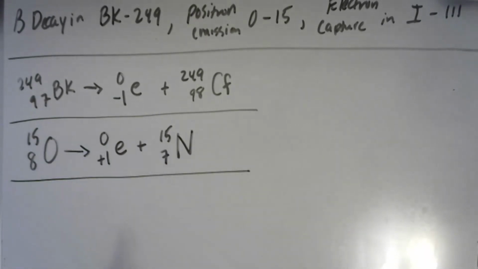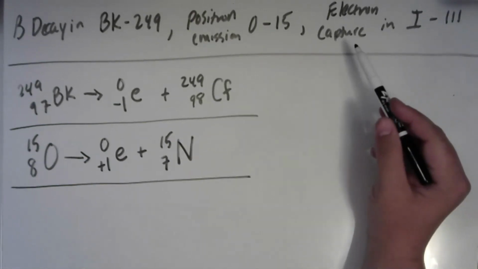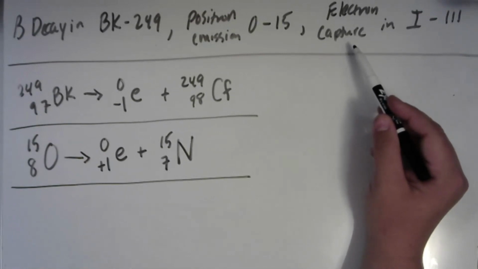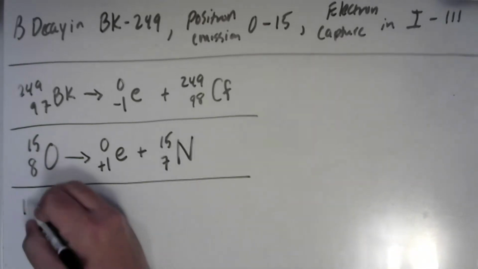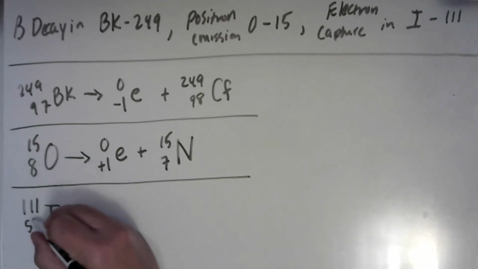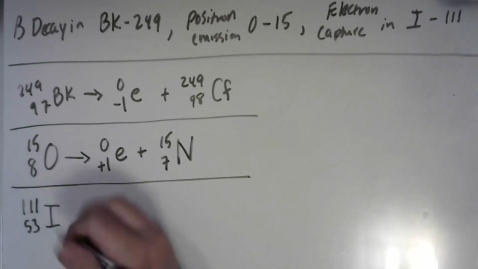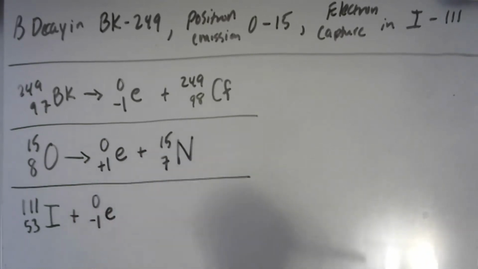All right. The third example here is going to be electron capture of iodine 111. Okay, so when you have electron capture, that means that your decay particle is going to be on the reactant side. Okay, not on the product side. So you have your iodine 111, which you're still going to write out the isotope notation for. Iodine is atomic number 53. And in this case, the iodine 111 is going to actually catch an electron.